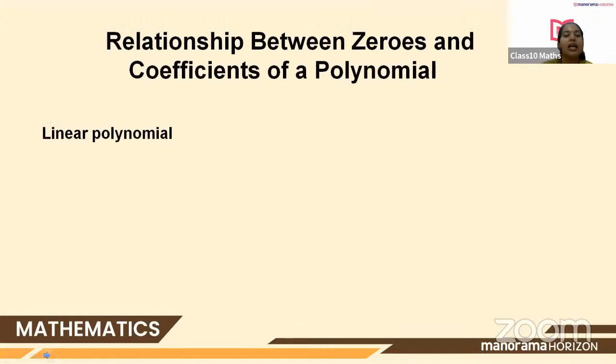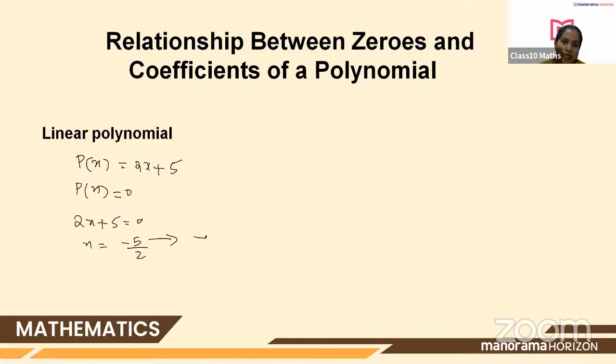So next is the relationship between zeros and coefficients of a polynomial. First consider a linear polynomial, with an example. If the polynomial is p of x equal to 2x plus 5, how can we find the zero? Equate p of x equal to 0, that is 2x plus 5 equal to 0, and x is equal to minus 5 by 2. So what is minus 5 here? Minus 5 is the minus of the constant.